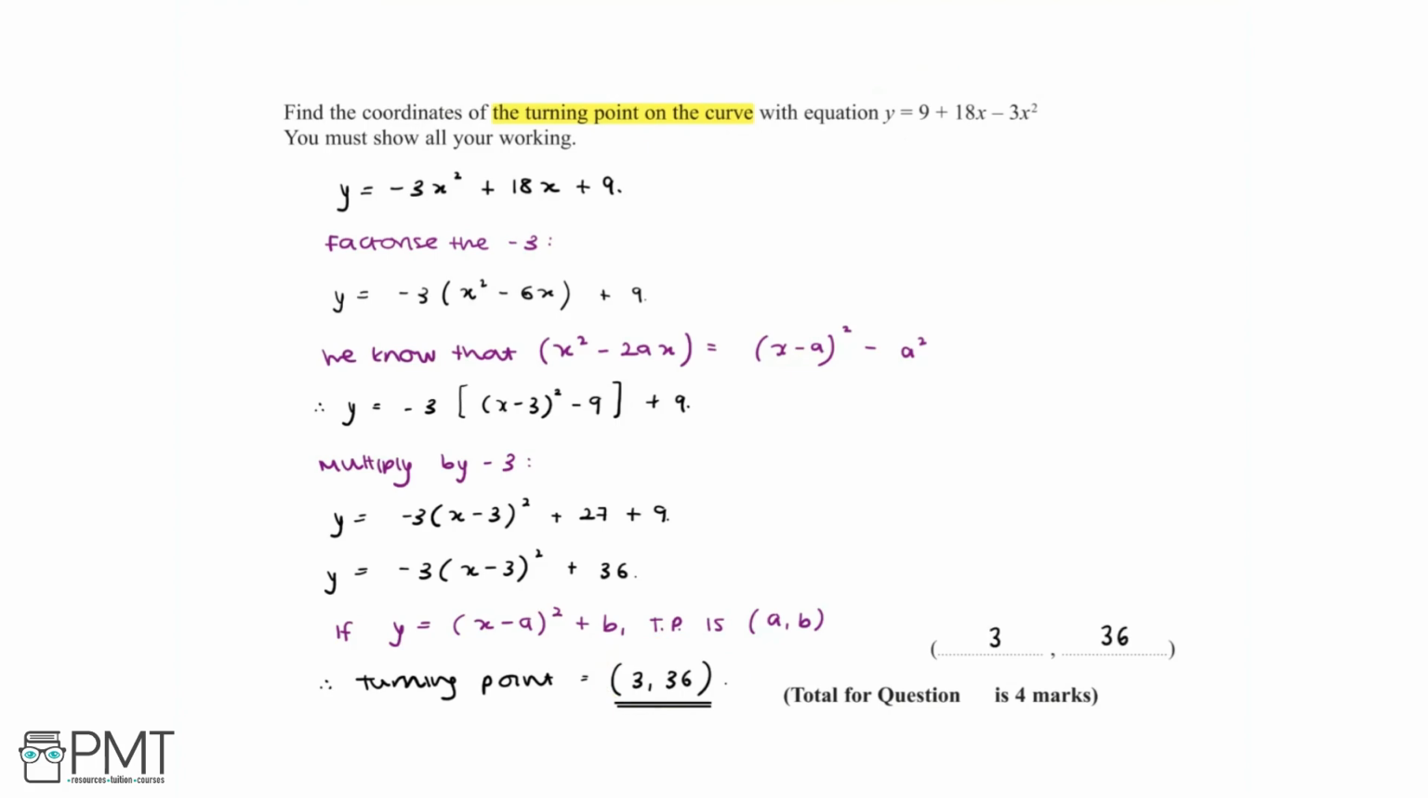Now this question is worth 4 marks. We get the first mark for factorising the minus 3 out of our equation. We get the second mark for our process to complete the square, and for saying that x squared minus 6x is equivalent to x minus 3 all squared minus 9. We get the third mark for fully completing the square, and for therefore saying that y is equal to minus 3 multiplied by x minus 3 all squared plus 36. And we get the fourth and final mark for using this in order to find that the turning point of our curve has the coordinates 3, 36, allowing us to get the full 4 marks needed in this question.